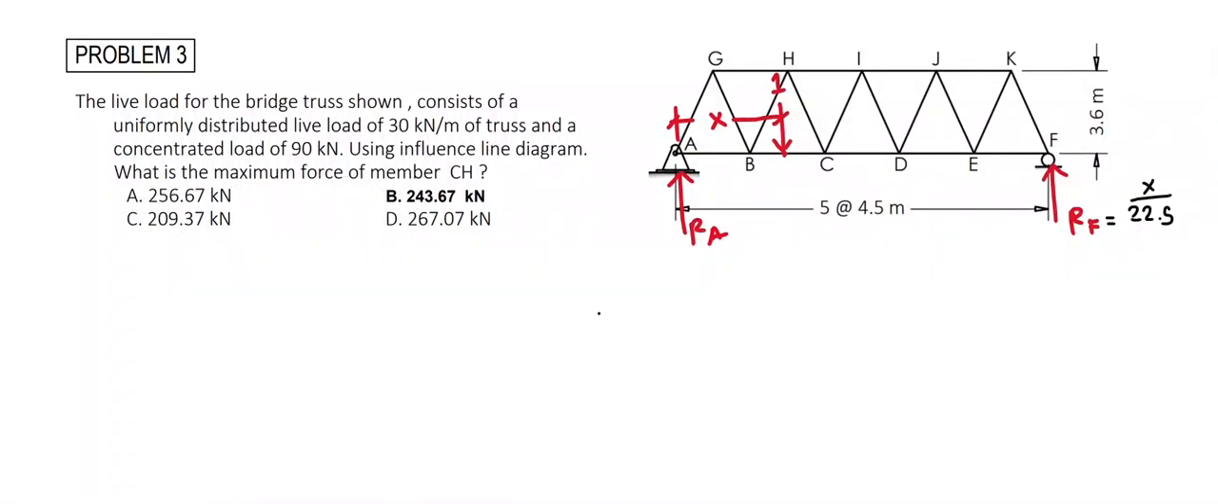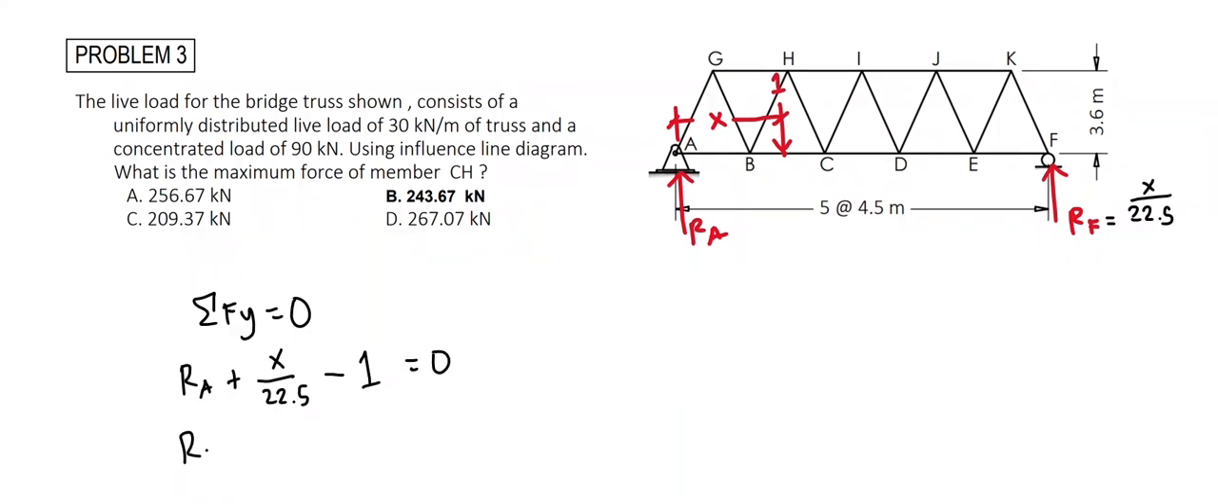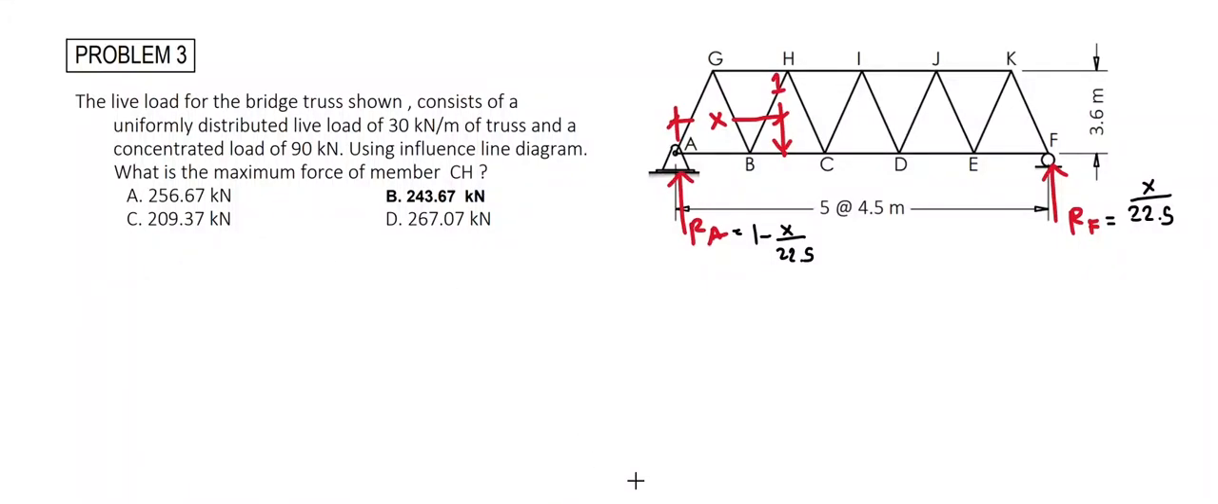To solve for the reaction at A, we basically take summation force vertical equal to 0. So we have R sub A plus R sub F, that is equal to x over 22.5, minus the 1 unit load, all equal to 0. Rearranging this equation, we get RA equal to 1 minus x over 22.5. Now once we have our reactions, we can begin solving for the influence line diagram.